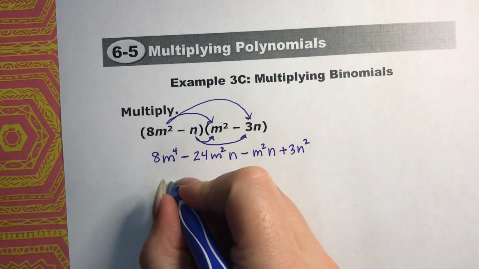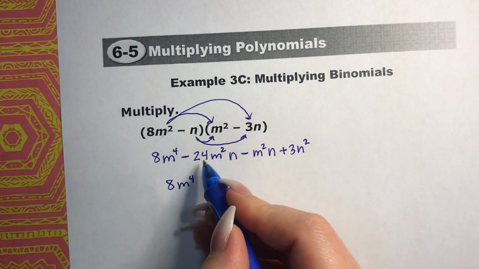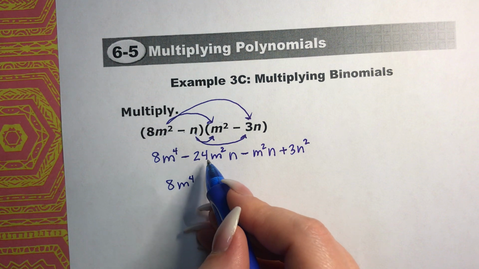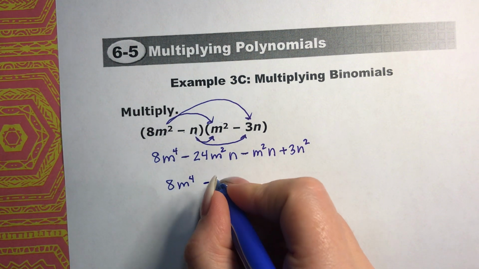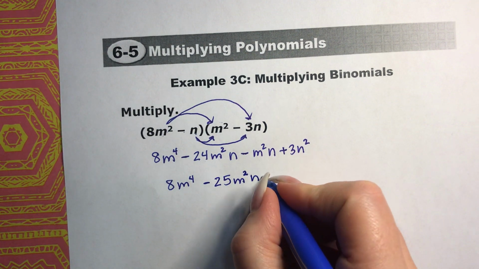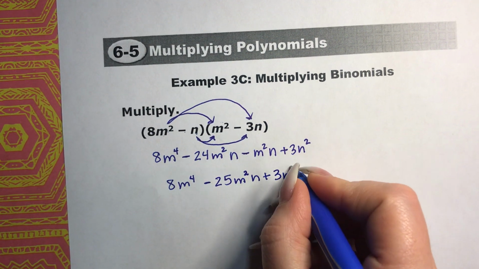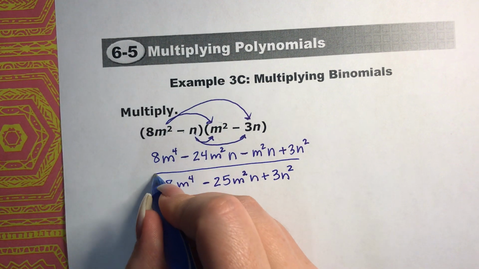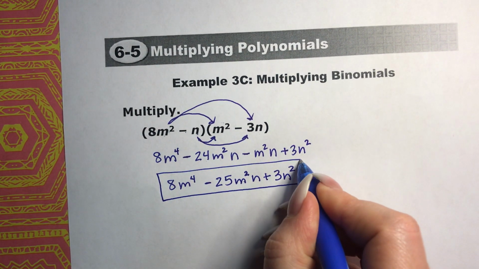So I'm going to rewrite this first. 8m to the 4th power. Negative 24 minus 1, it would be negative 25m squared n plus 3n squared. So that is our answer.